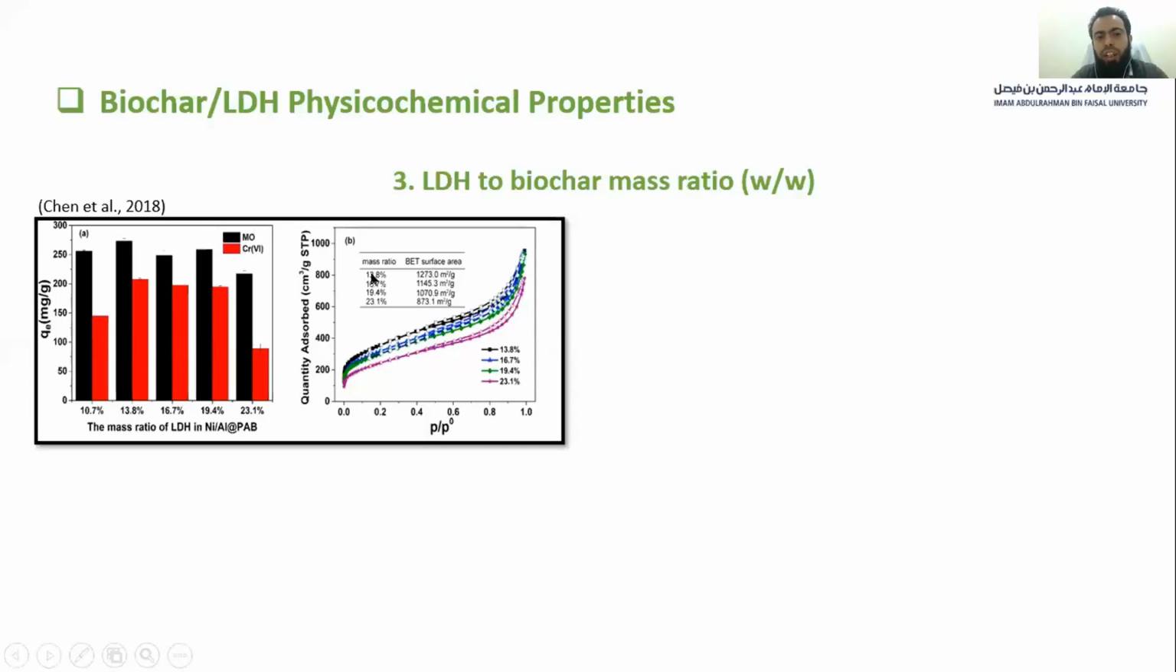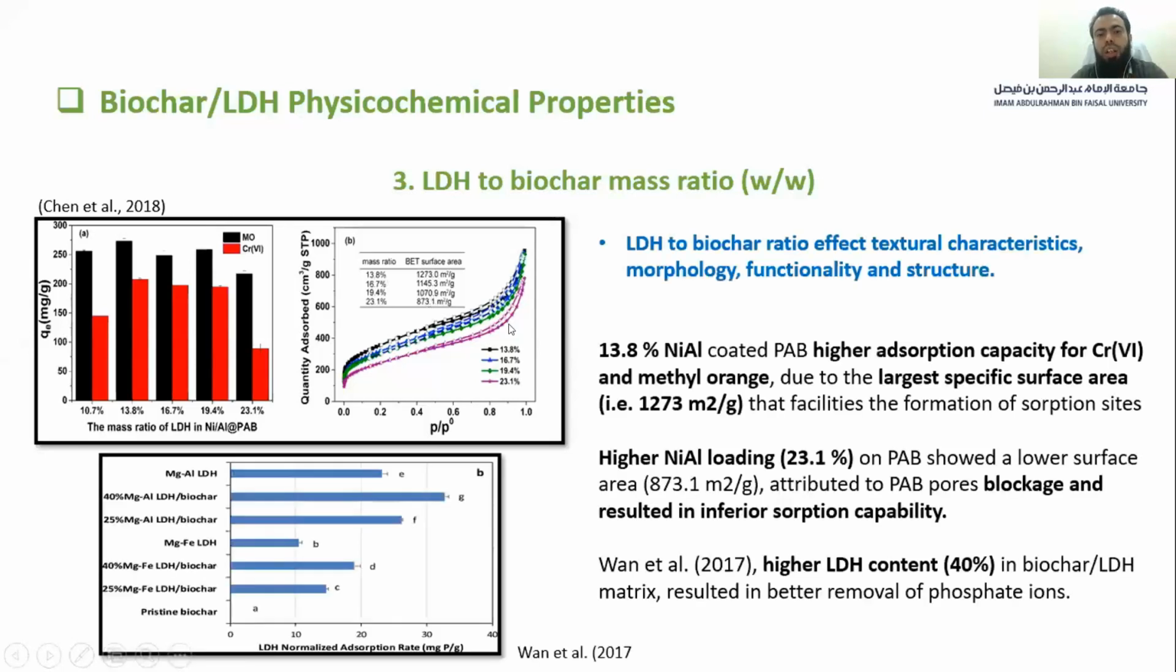You can see it here, 13.8, the surface area of the 13.8 LDH biochar composite is around 1273. With increasing concentration, the surface area starts to decrease. This is due to blocking. When you increase the concentration of LDH on the surface of biochar, it may possibly block the pores which are present on the surface of the biochar, which leads to a decrease in textural properties like surface area, pore volume, and pore diameter.